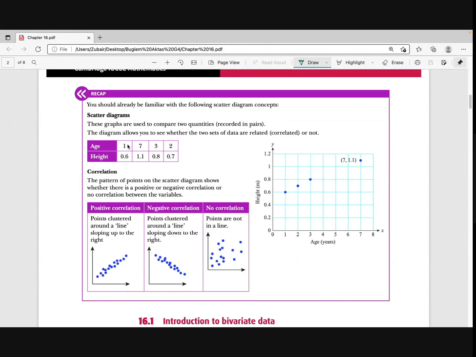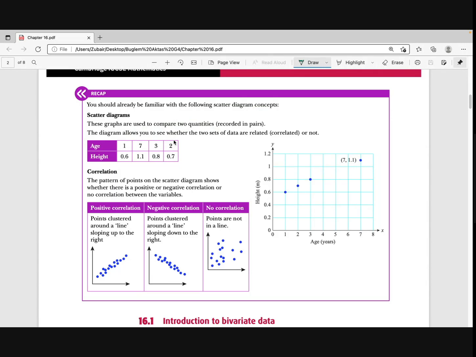Let's say the age is 1 and height is 0.6, which corresponds to this point. And then age is 7 and height corresponds to 1.1. Third, age is 3, height is 0.8. And age is 2 and height is 0.7. So we have this random data, and we're just plotting it.